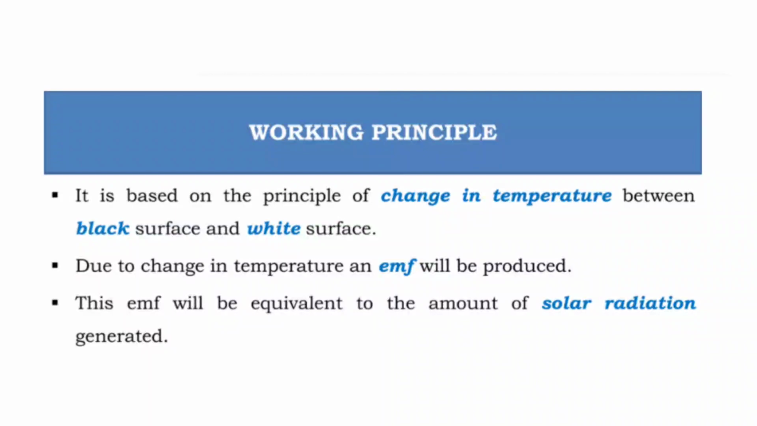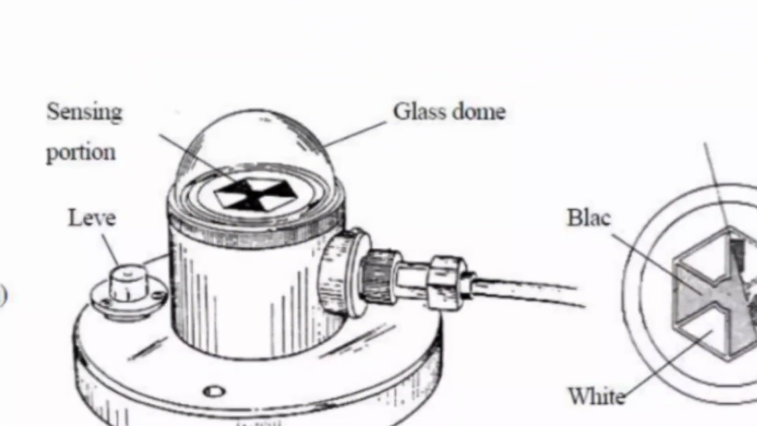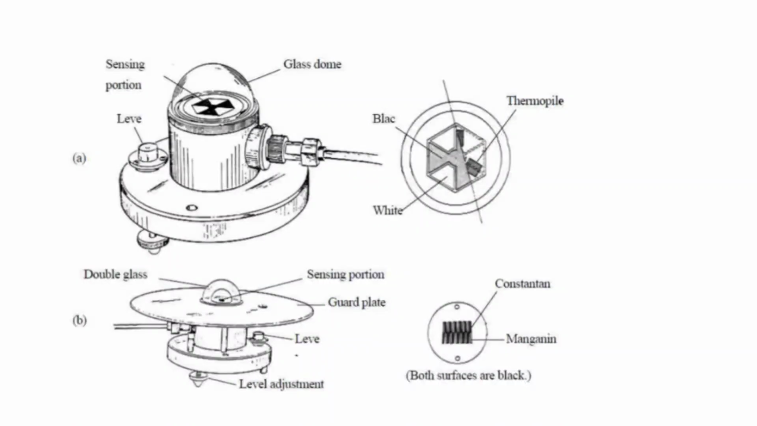So what is the principle, as cited already? The change in temperature between the black surface and the white surface produces the EMF. The EMF is proportional to the amount of solar radiation. You can see the sensing portion here, with the black and white sections, which can be in wedges or a disc also.